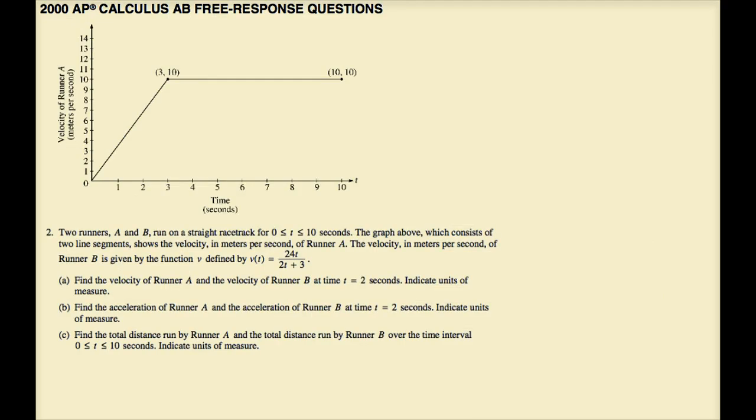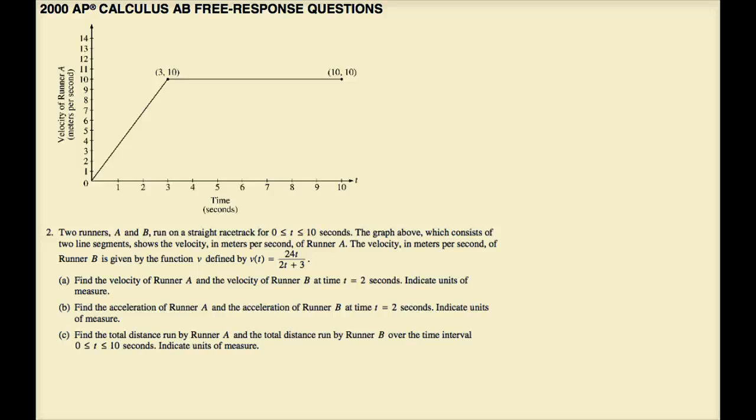For our last example, we have a free response question from the 2000 AP exam. 2 runners, A and B, run on a straight racetrack for 0 ≤ t ≤ 10 seconds. The graph above, which consists of 2 line segments, shows the velocity in meters per second of runner A. The velocity in meters per second of runner B is given by the function v, defined by v(t) equals 24t over 2t plus 3.